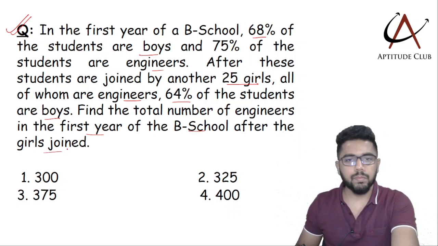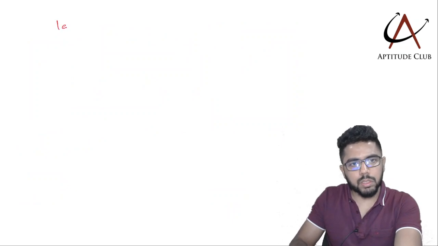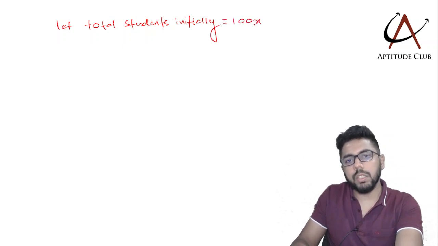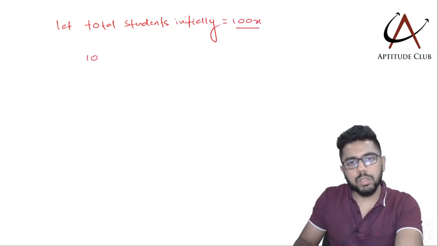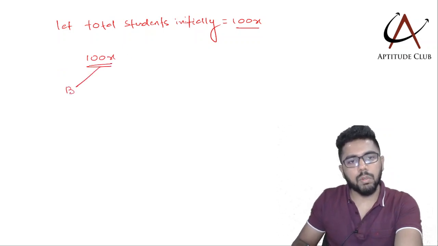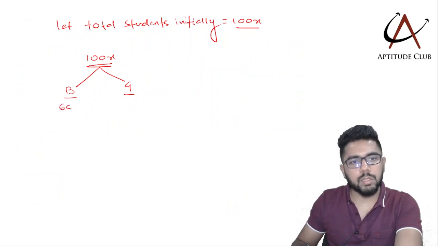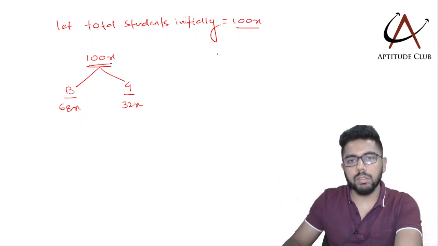Quite a simple question, so I'll start with the very basic process. Let the total students initially, before the girls have joined, be 100x. So if the total students is 100x, I can break it down as boys and girls. 68% of the students are boys, so 68% means this is 68x. So the remaining 32x are girls.